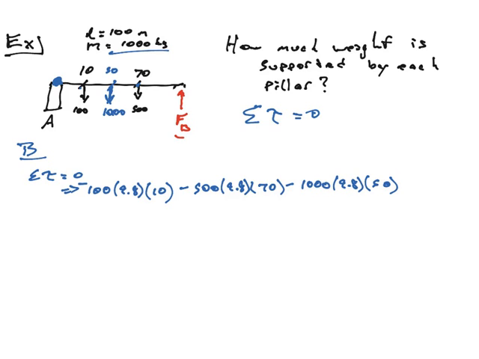And then finally we have the force at B, which is called FB. That's the force. What's the distance? Well, from A to B is the full length of the bridge, which is 100 meters. And FB pushes up on the bridge, making it go counterclockwise, so he's positive. There are all my torques, and I set it equal to 0.